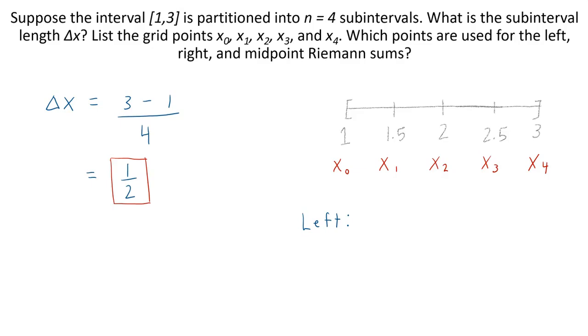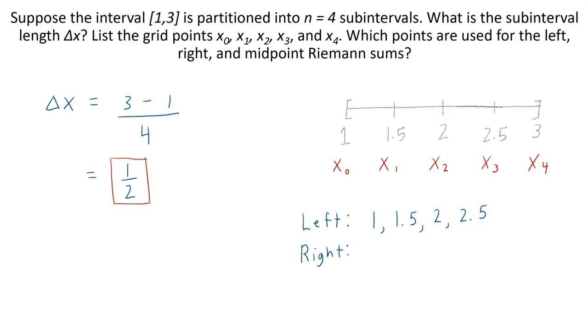f of x sub 0 will be the height of our first rectangle, so f of 1. f of 1.5 will be the height of our second rectangle. f of 2 will be the height of our third rectangle, and f of 2.5 will be the height of our fourth rectangle for this left Riemann sum. Notice for the left Riemann sum, we used the leftmost endpoint and then followed through with the successive endpoints after that until we reached 4 of them.